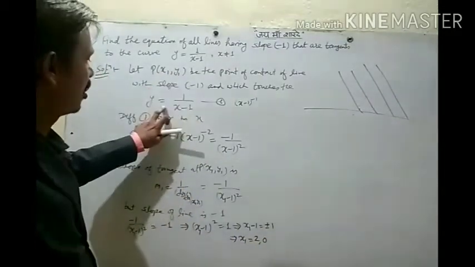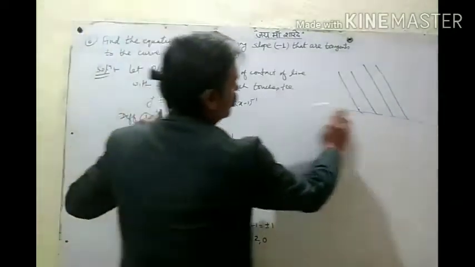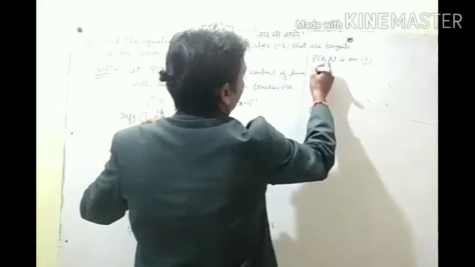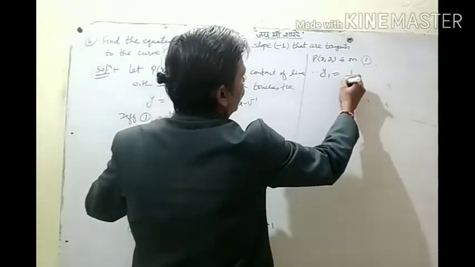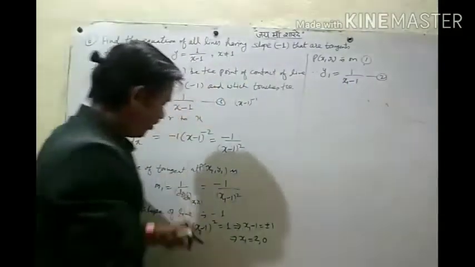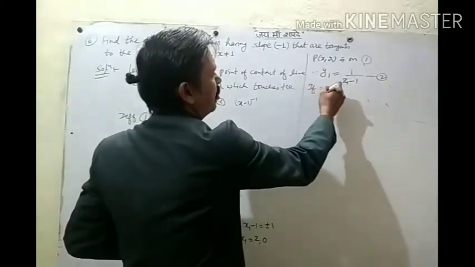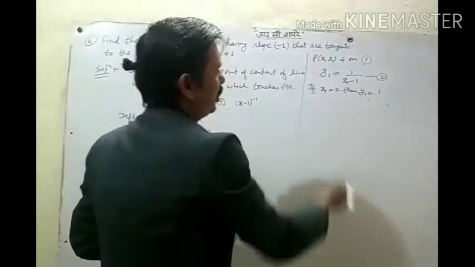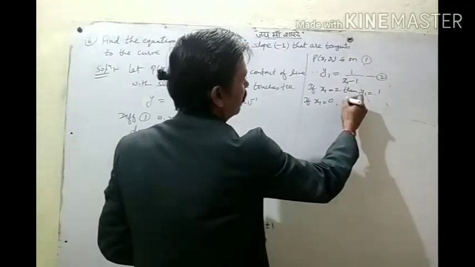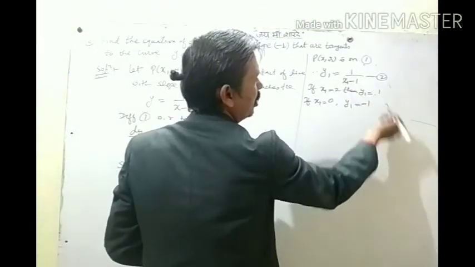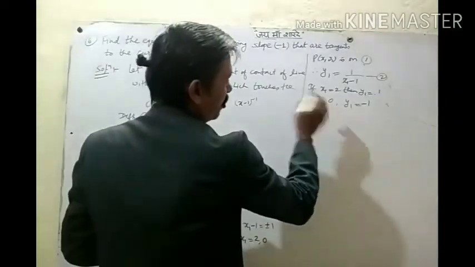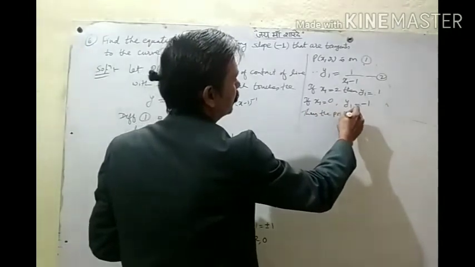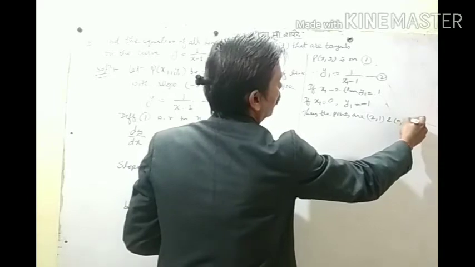Now since this point P is on this curve, it will satisfy this equation. So P(x1, y1) is on curve 1. Therefore y1 is equal to 1 upon x1 minus 1. Call it equation 2. Now when x1 is 2, y1 will be 1 upon 2 minus 1, which is 1. If x1 is 0, then y1 will be 1 upon minus 1, which is minus 1. So we have 2 points: (2, 1) and (0, minus 1).